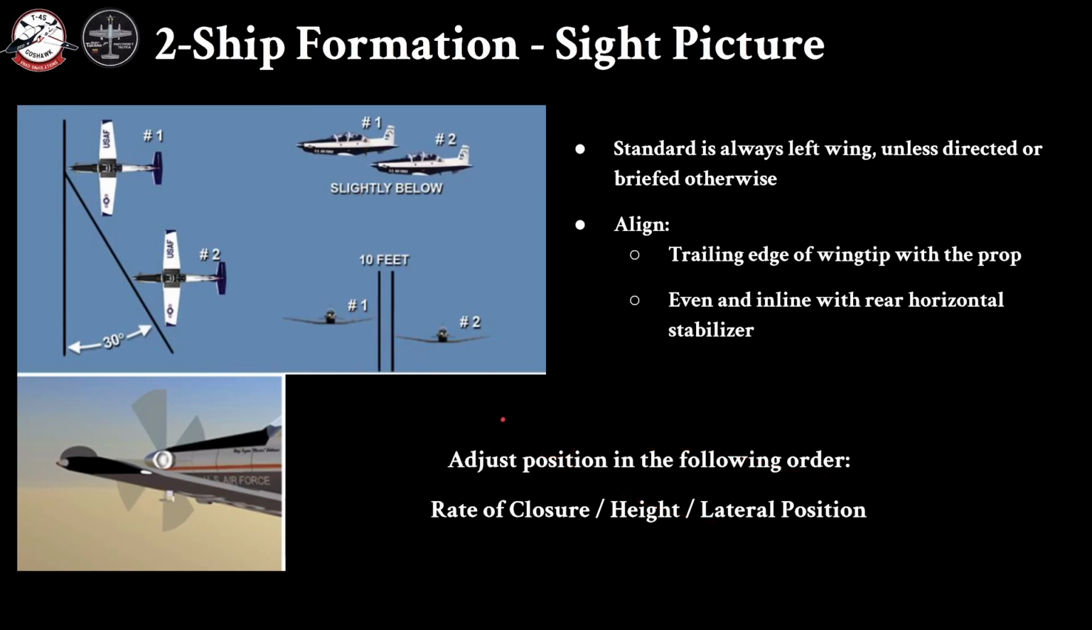Now, when you're adjusting your position and making sure that you stay in position, you always want to do it in this order: rate of closure, which is going to be your bank angle and a little bit of your throttle. Then you want to adjust height, so your pitch control, and lateral position, right? And again, bank angle is going to adjust your lateral position there.